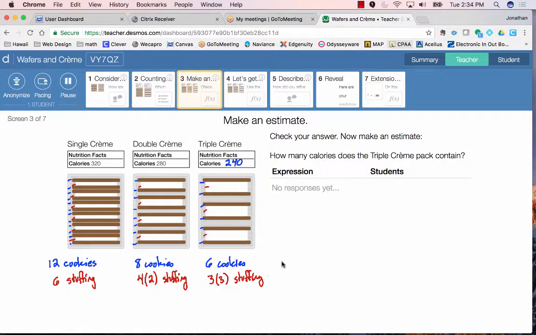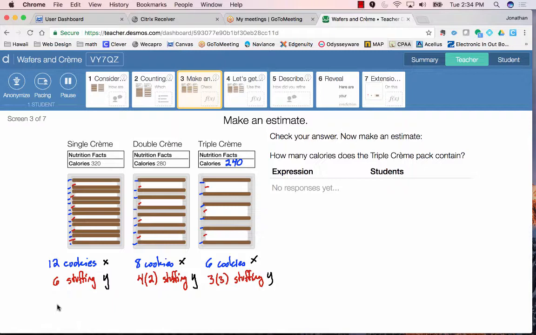And what is it that we don't know? Well, how many calories are in one cookie? Let's call that X. And how many calories are in one stuffing? Let's call that Y. And if we could figure out X and Y, then we could easily do it. So we can put together some linear systems of equations. How about that? You guys love that, right?